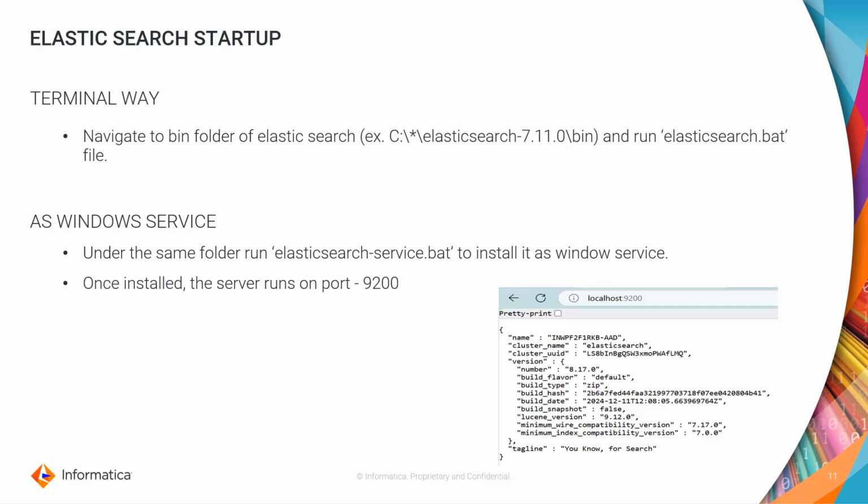Navigate to the bin folder of Elasticsearch, for example the path shown here, and open it in a command prompt and type elasticsearch.bat. Once you press enter, the Elasticsearch server will start in the command prompt. If you don't want it to run in the command prompt, you can install it as a Windows service, which can be done from the same folder by running elasticsearch-service.bat followed by install. Once you press enter, Elasticsearch will be installed as a Windows service.